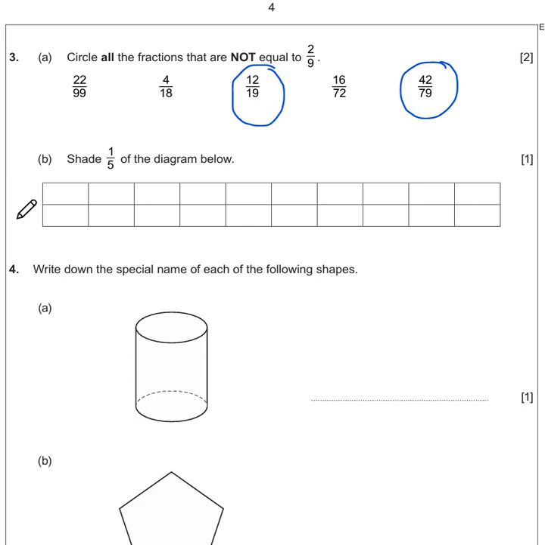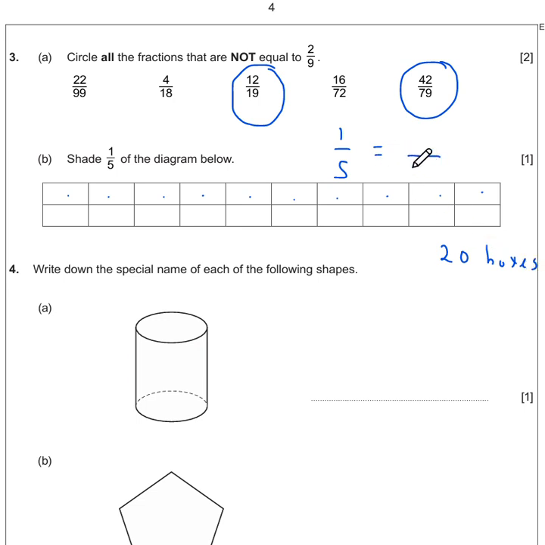Part B tells us to shade 1/5 of the diagram below. So again, we're thinking about equivalent fractions. So if we're going to shade 1 out of every 5, let's see how many we've got here. So we've got 1, 2, 3, 4, 5, 6, 7, 8, 9, 10. So 2 rows of 10, that's giving us 20 boxes.